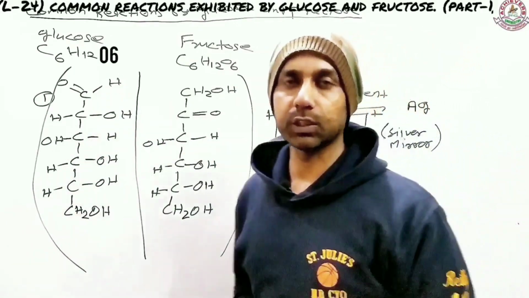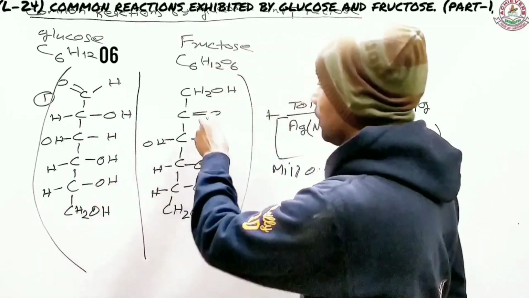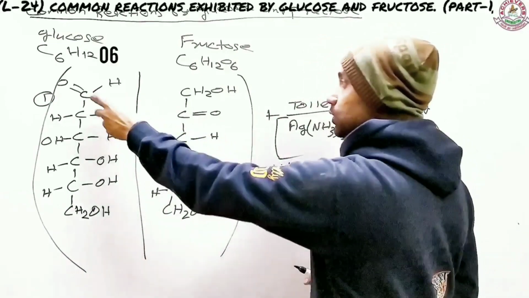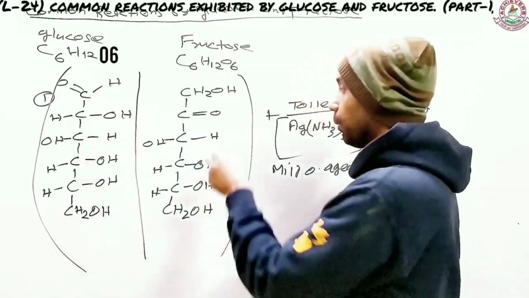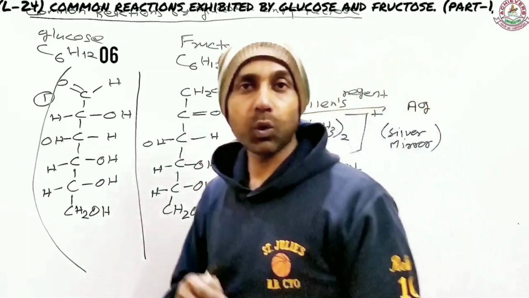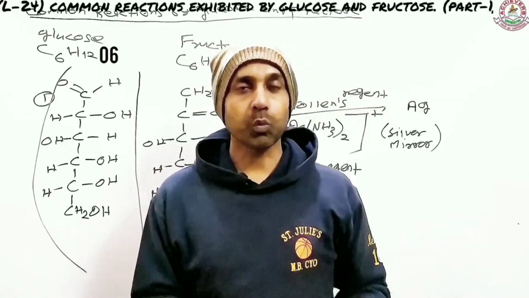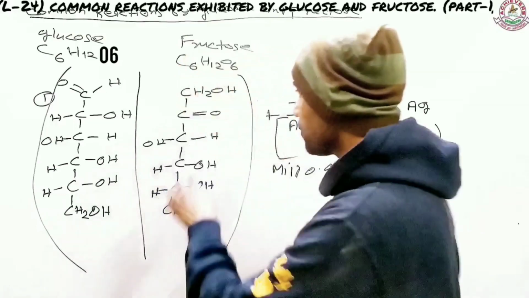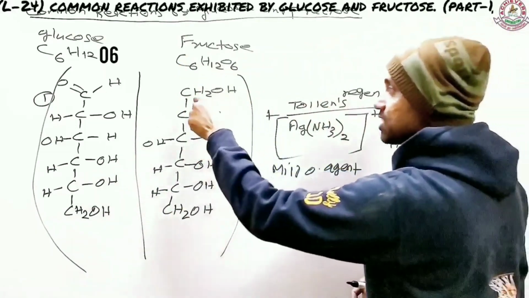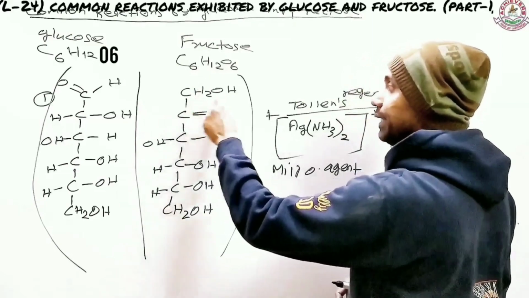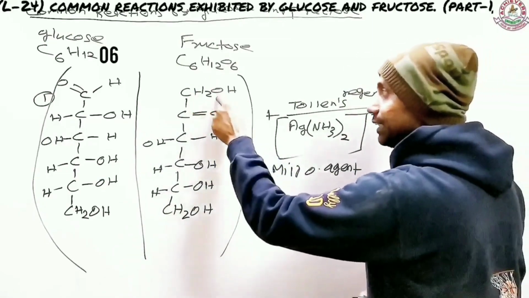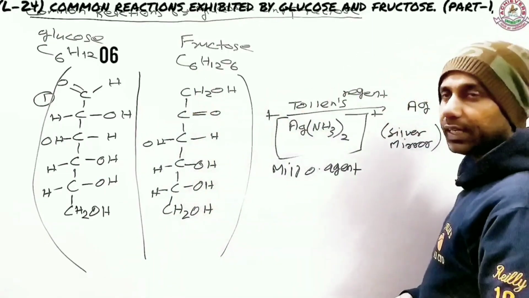Wait, but you might have a question: there is a ketone here. There was an aldehyde, so it can oxidize into a carboxylate. But there is a ketone, and a ketone is not oxidized by a mild oxidizing agent like Tollens reagent. So why is this happening? Actually, this is not oxidizing. Actually, this primary alcohol will oxidize, and this will convert into a carboxylate anion.